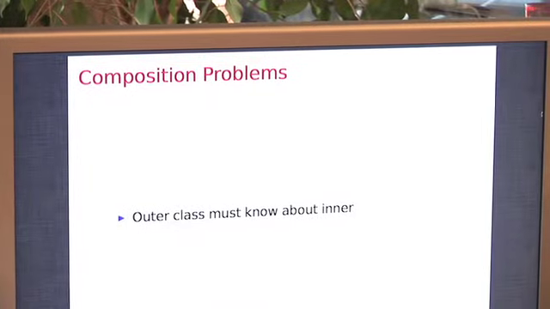Problems? Well, the outer class has to know about the inner class, so unlike dynamic extension or delegation or decoration, you can't just wrap that around the object at runtime without the object even knowing about it. There has to be a reference to the sub-object.